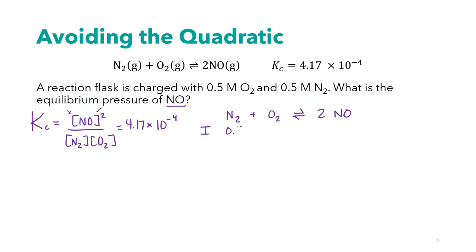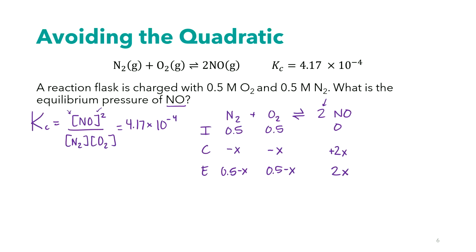Initially, we have 0.5 of each of these and none of that. I can tell you what the change is using my balanced reaction. I know that I'm going to make 2x of NO, because I've got a 2 here. Every time I lose one N2 and one O2, I'm going to make 2 of my NO. So at equilibrium, 2x.